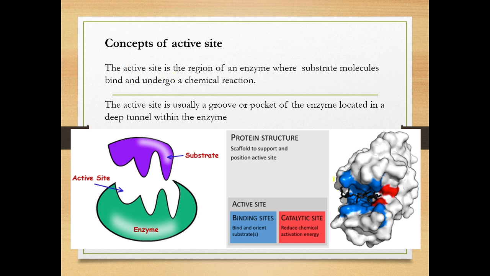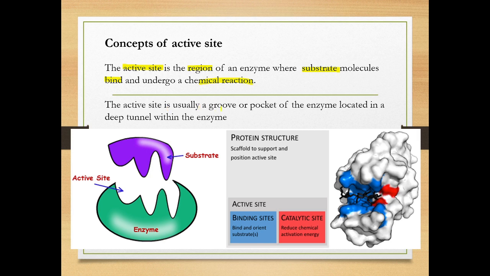So you can see this is the compact structure of an enzyme. The active site is a region of an enzyme. So this is the active site where the substrate molecule binds and undergoes chemical reactions. So what is an active site? Active site is a region where the substrate molecules bind and undergo chemical reactions.